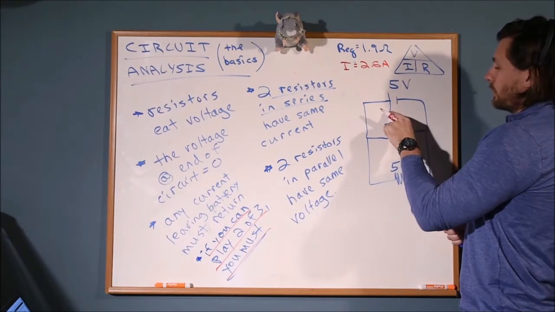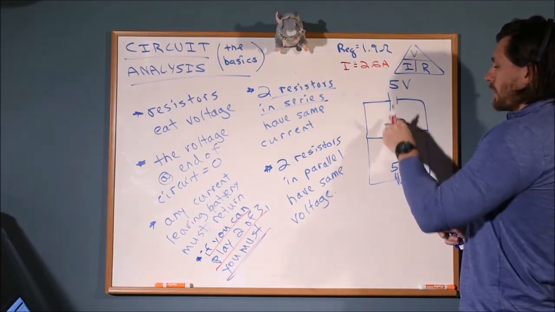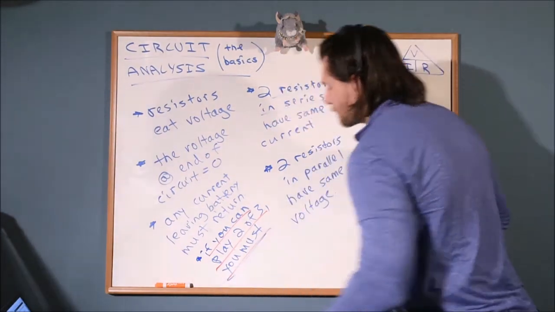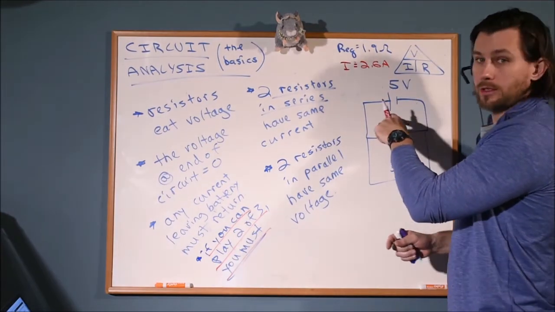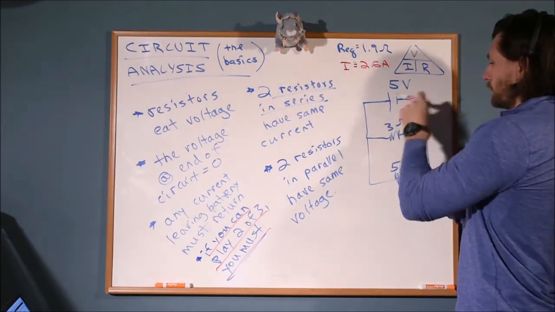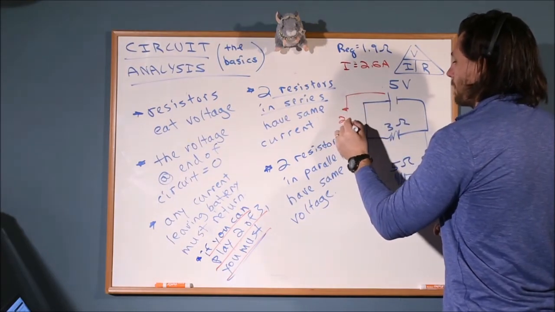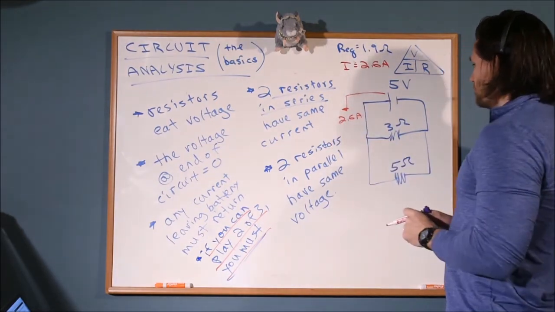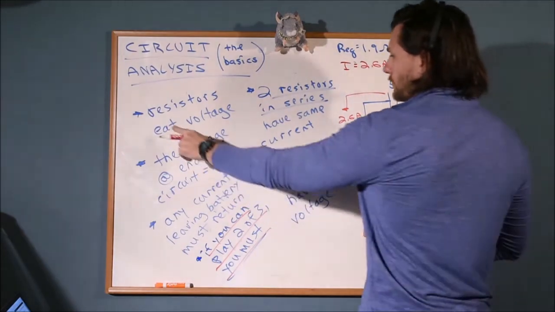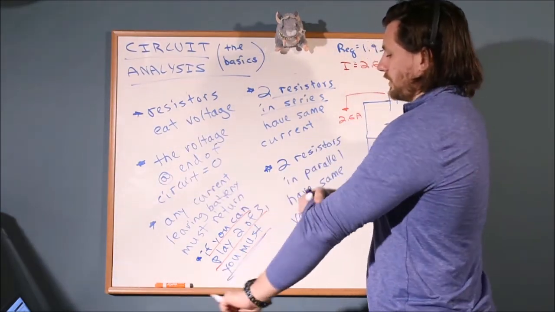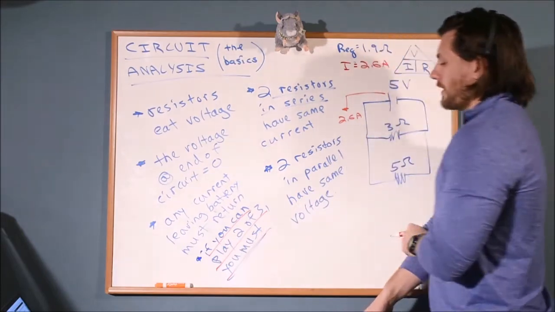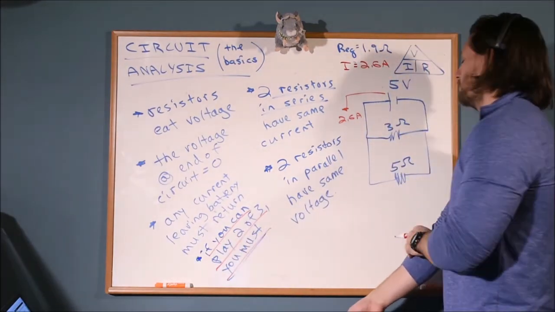Oh, never said this, but we're going to say it now. The long end of the battery is the positive side. You can imagine that the longer line is a plus sign, the shorter line is a minus sign. So we got 2.6 amps. Okay, now, the voltage at the end of the circuit is 0. Any current leaving the battery must return. So we have 2.6 amps here.